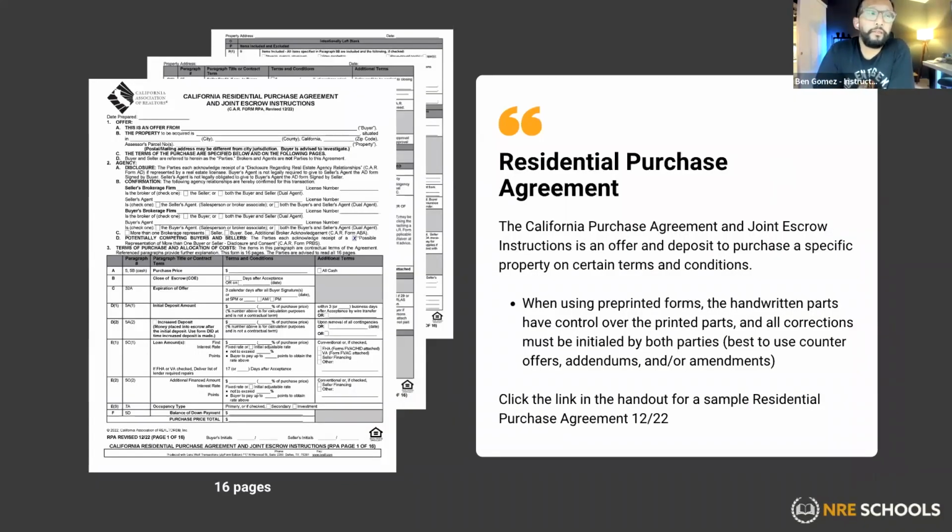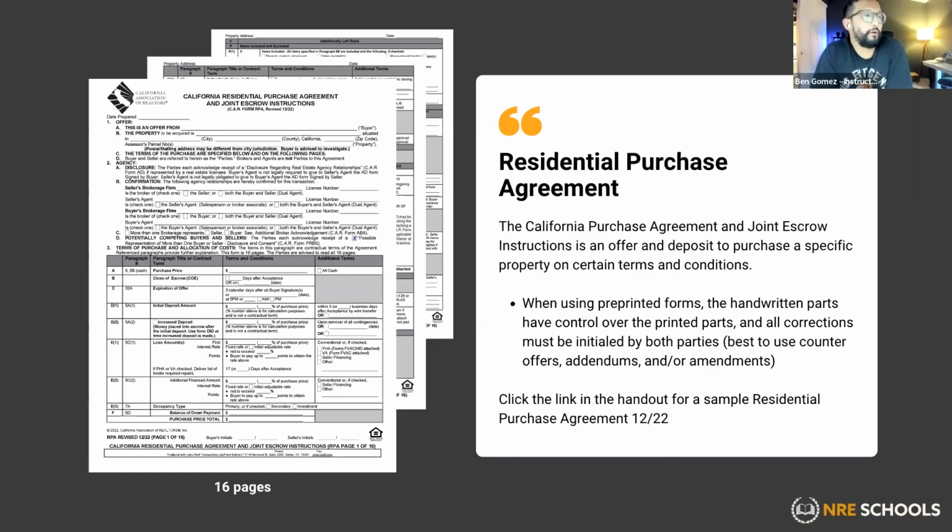When I started real estate 13 years ago, it was like 9 pages. They change it every 2 years. They had a big change back in 2021. In December 2021, it went from like 13 pages to 16 pages.